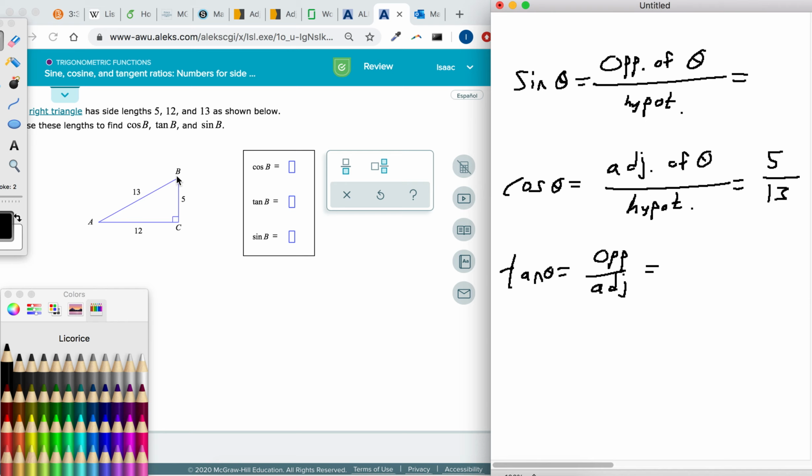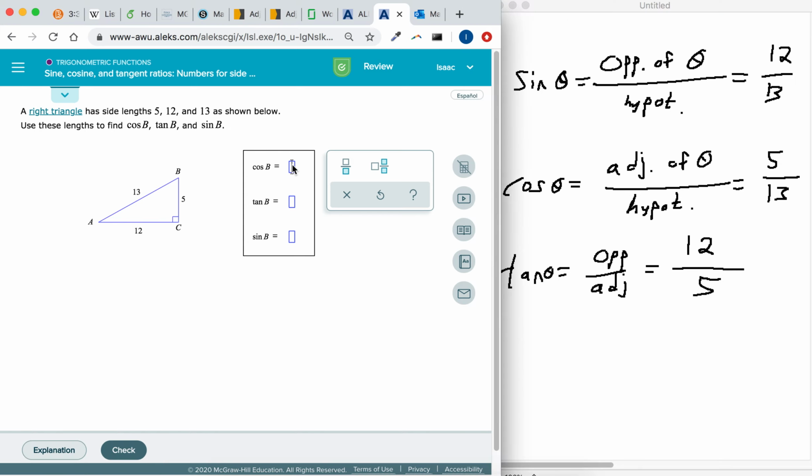We'll do the same thing with sine. From angle B's perspective, opposite of angle B is 12. The hypotenuse is still 13. And then for tangent, it's opposite over adjacent. So opposite of B is 12. The adjacent we said was 5. So those are the three things you need here. Cosine B is 5/13. Tangent B is 12/5. Sine B is 12/13.